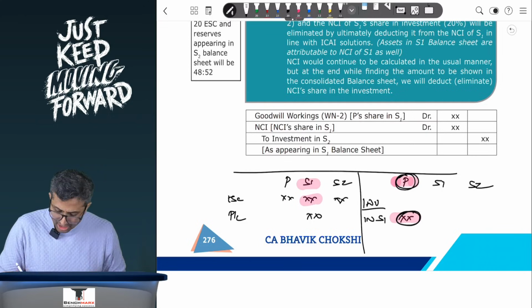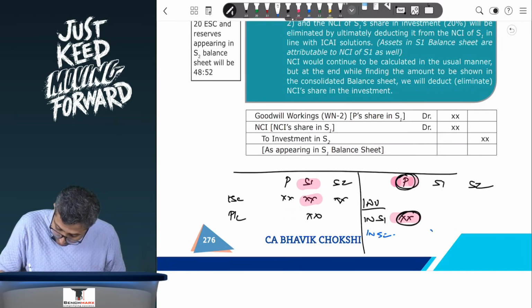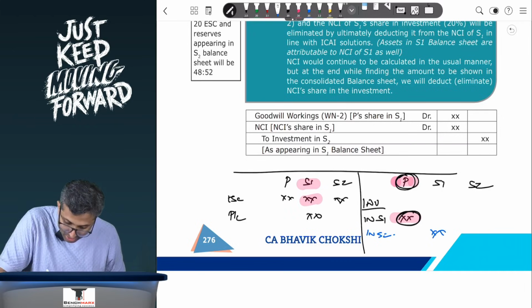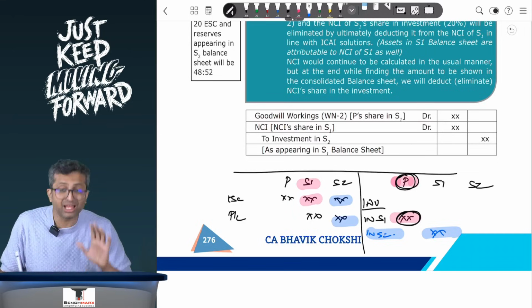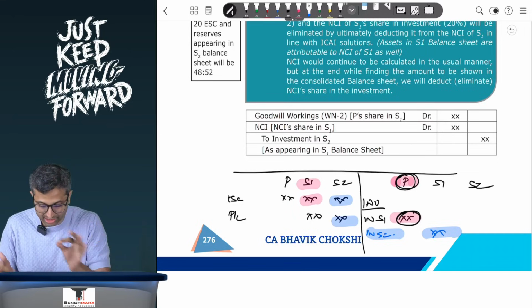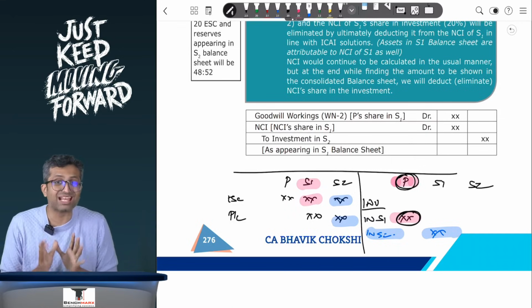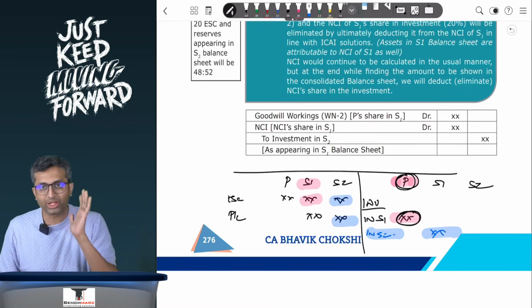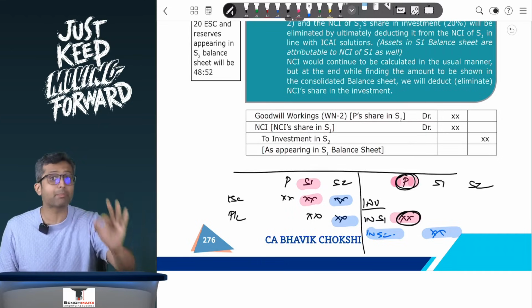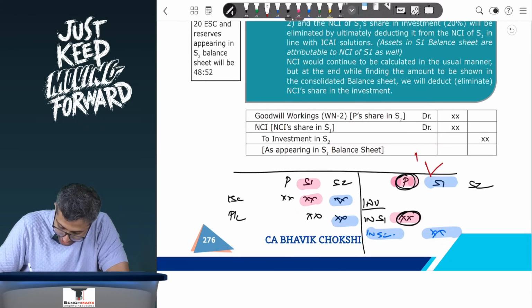Okay, that is easy. But when I look at investment in S2, investment in S2 will appear in the books of S1. By virtue of this investment in S2, I will get access to the share capital and the profit and loss which is there in S2's books. I'll again repeat, this is investment in S2 which will appear in S1's balance sheet. When we are looking at this investment which is appearing in S1's balance sheet, if I eliminate this investment, remember all assets, all liabilities of S1 are attributable to the parent and to the NCI.